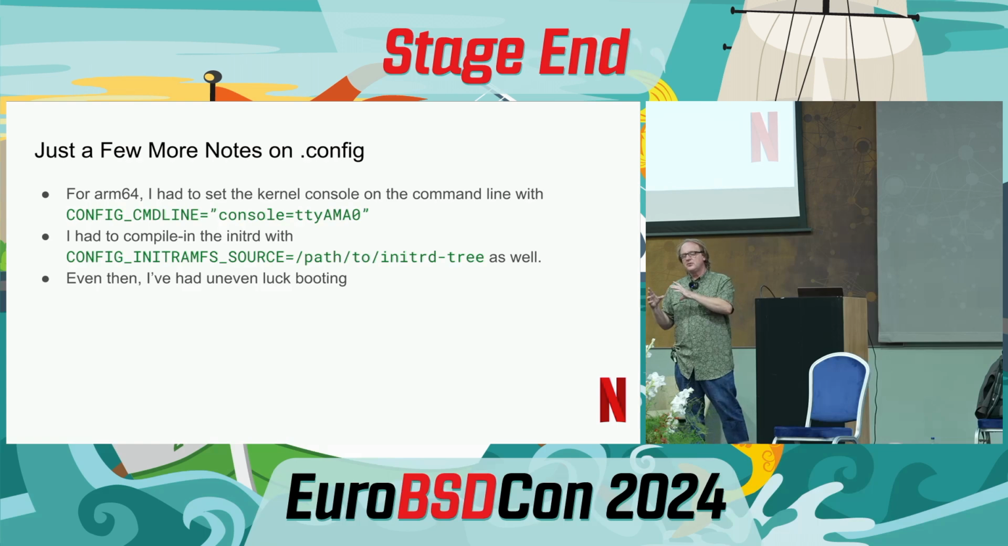Also, since the method I'm going to talk about is replacing the shell, there's no way to add command line arguments to that, and there's no way to tell the kernel what to do. So you have to do that through kernel config options. The two kernel config options that are critical are CONFIG_CMDLINE, so that you can set the console so that it'll print stuff out, and CONFIG_INITRAMFS_SOURCE, so that you can give it that initrd that you can use to create the system.